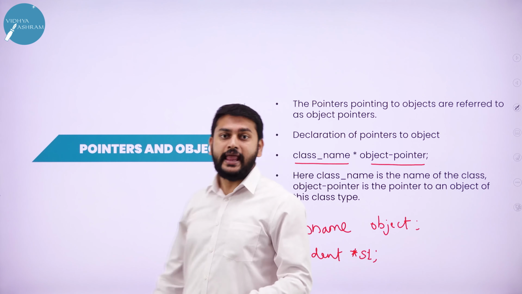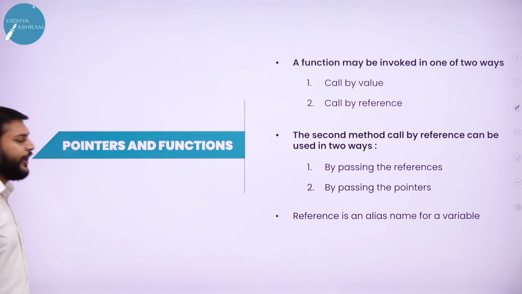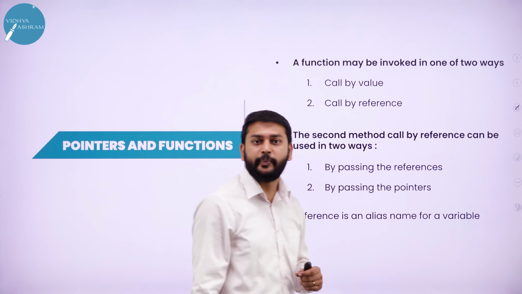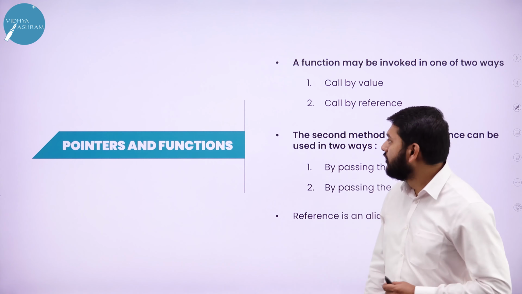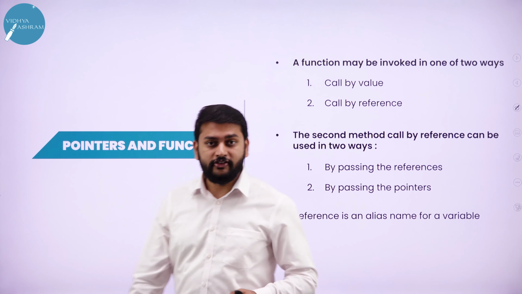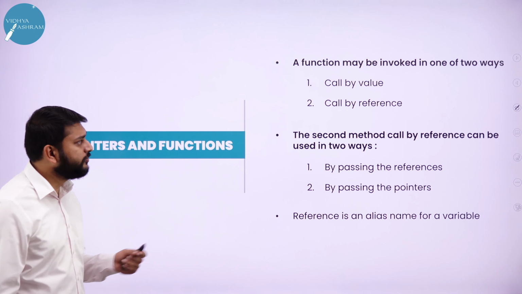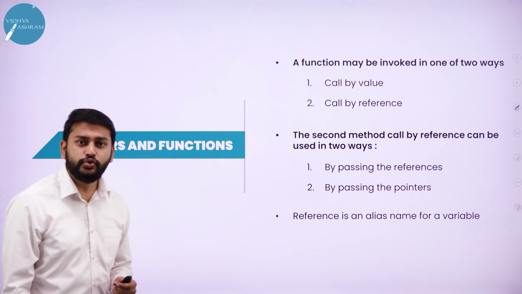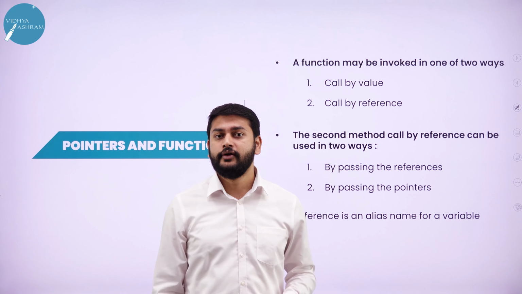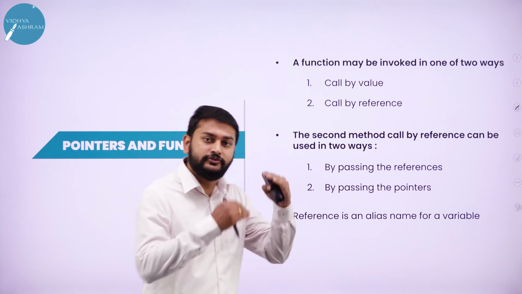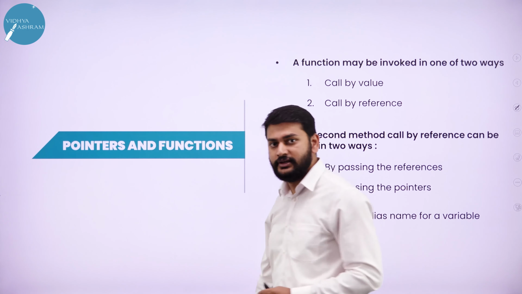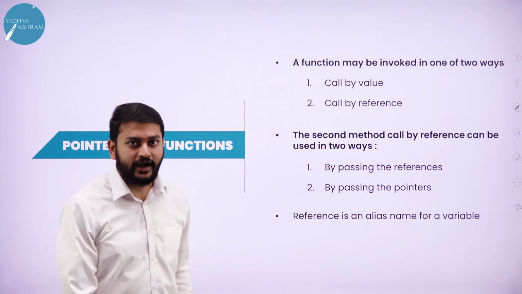Moving on to the next topic. Very important topic. This was repeated twice in the previous year papers. What is that? Pointers and functions. Under this topic, we have some important topics. A function may be invoked in two or more ways. What are functions, first of all? Functions are a set of lines, or a block of code, which performs one task. We have already discussed that, right?